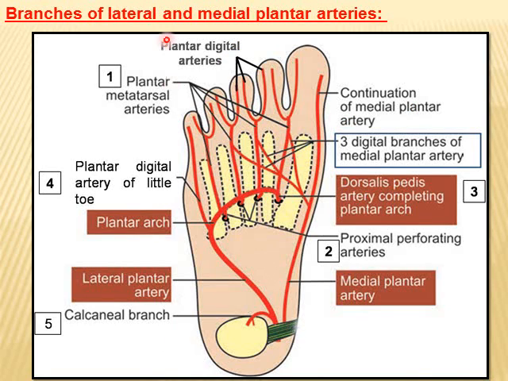Now we'll talk about the branches of the lateral and medial plantar arteries. The lateral plantar artery will form the plantar arch. It gives plantar metatarsal arteries, proximal perforating arteries, a communicating branch with the dorsalis pedis artery to complete the plantar arch, a plantar digital artery to the little toe, and a calcanean branch, while the medial plantar artery gives three digital branches.